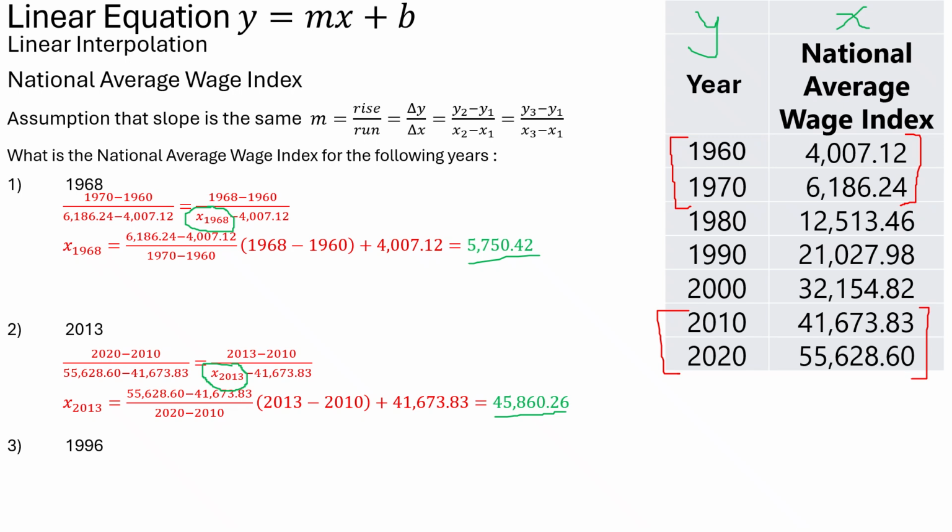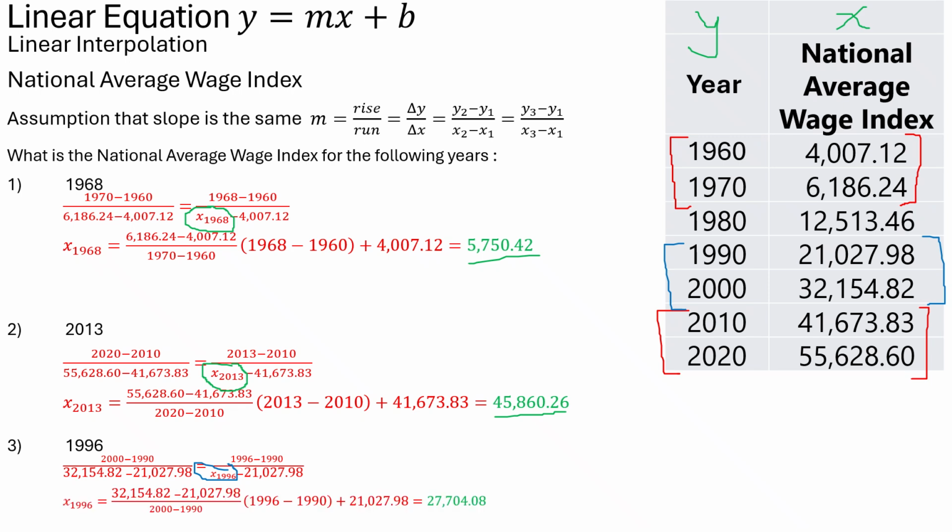And finally, 1996. Let me use a different color. For 1996, I'm going to use 1990 and 2000 and their corresponding national average wage index. And there's my variable that I'm trying to find, or my parameter I'm trying to solve for. And I get 27,704.08, and that's in between these two values.